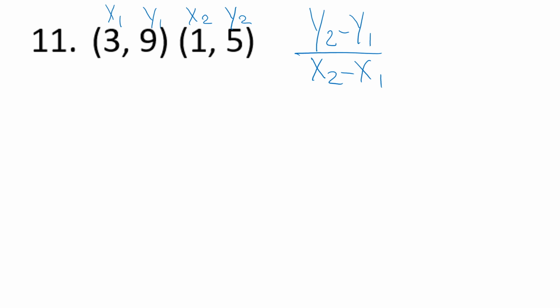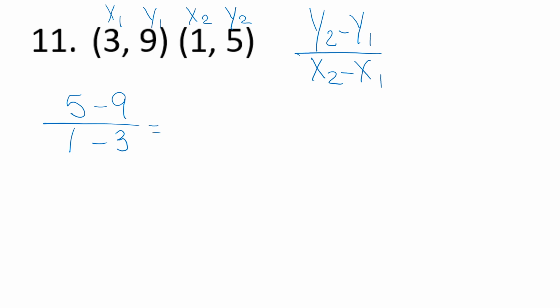So you're going to take your numbers once you've labeled them and plug them into your slope equation. So my y2 is 5 minus my y1, which is 9. x2 is 1 minus our x1, which is 3. And then we're ready to subtract.